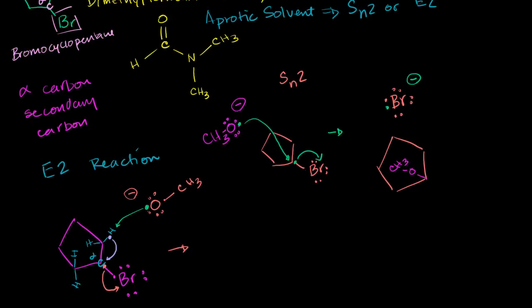Just like that, after that happens, what we're left with is the methoxide anion takes the hydrogen, so it becomes methanol. Let me draw that. So it had 1, 2, 3, 4, and then 5. That's this one right there. But then this guy goes and bonds with the hydrogen just like that. And the hydrogen leaves its electron behind.